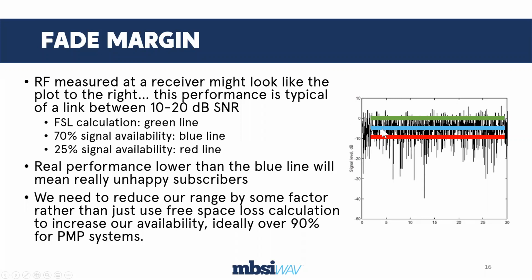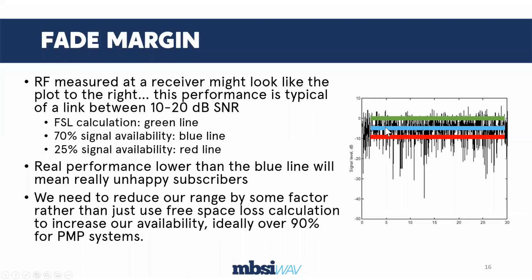So in this particular case, I don't want to get into the math to calculate availability, but this blue line on this particular signal represents the spot where about 70% of the time we are above that level. That would mean 30% of the time we're below that level. The red line here means that 25% of the time we're below that line, and 75% of the time we're above that line.